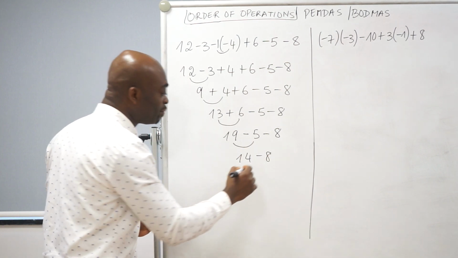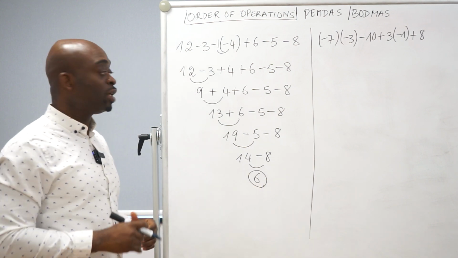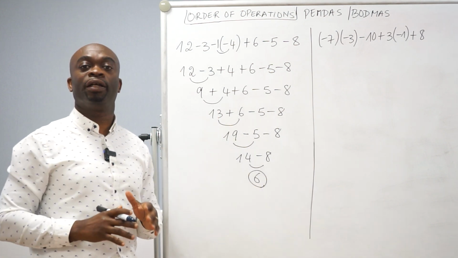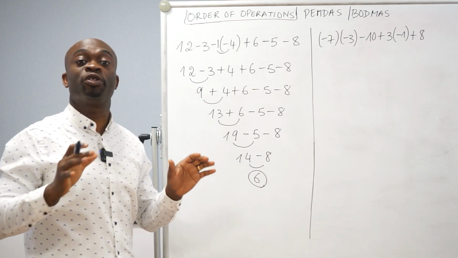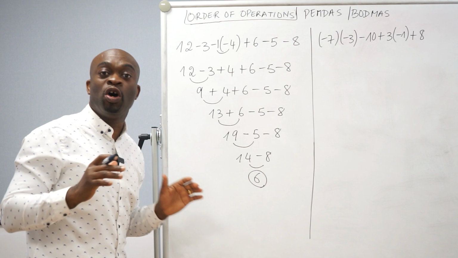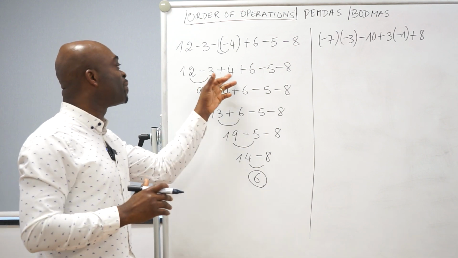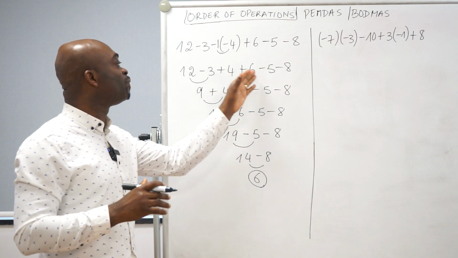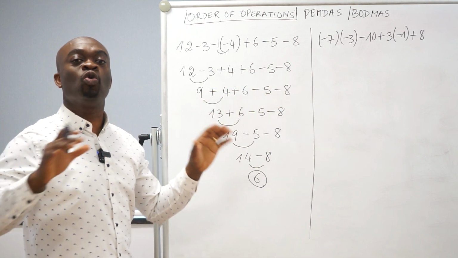14 minus 8 to finish will give me positive 6. All right? So you see how we went down the line. You can always do it like this at the beginning. And once you know what you're doing, now you can play around with numbers and say, okay, I have 12 minus 3, which is 9. 9 plus 4 is 13. 13 plus 6 is going to give me 18. 18 minus 5 is going to... So you can do all of those things.